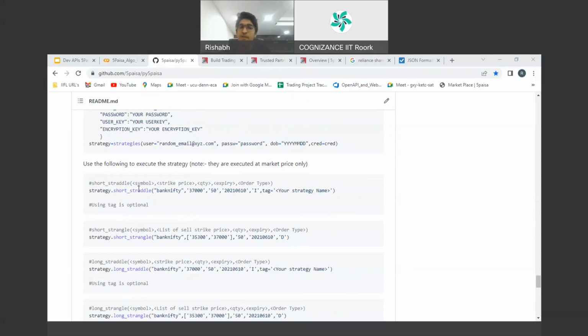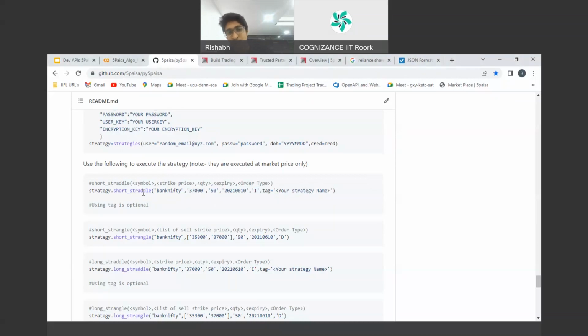A lot of people even struggle at building some basic things like short straddle, order execution, and all. So when you use some predefined strategies like this in your program, then your development time drastically reduces and your efforts are also put in the right direction. That's the point, right? And the best part of this library, and this is the last part, is that we associate a tag with all these executions.